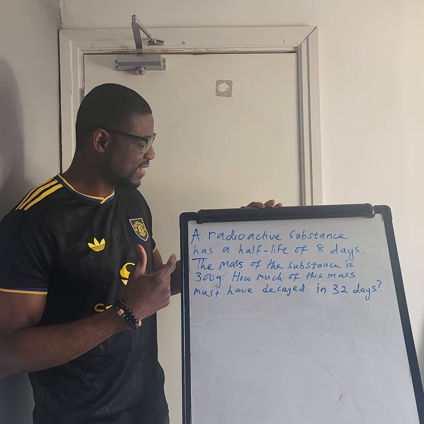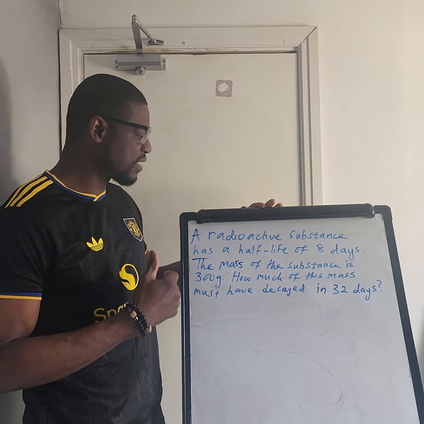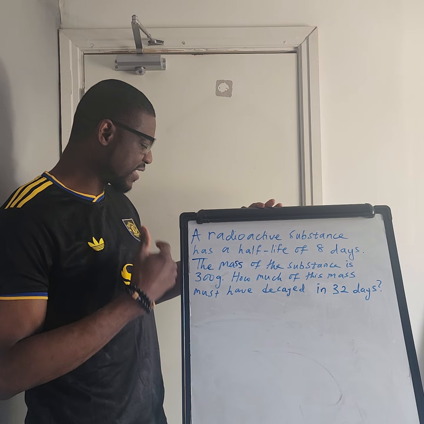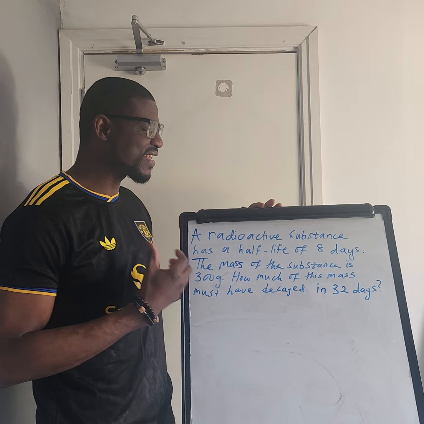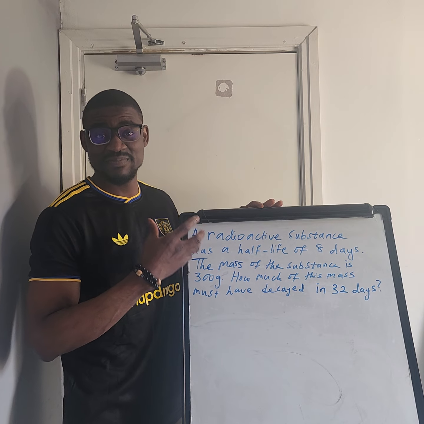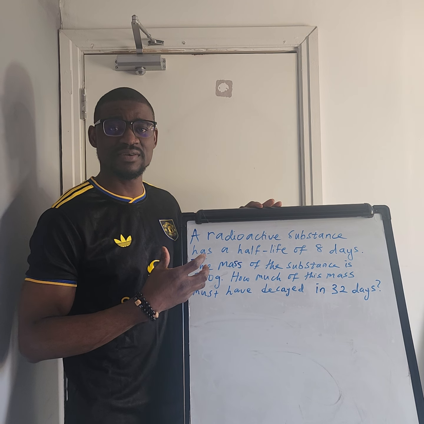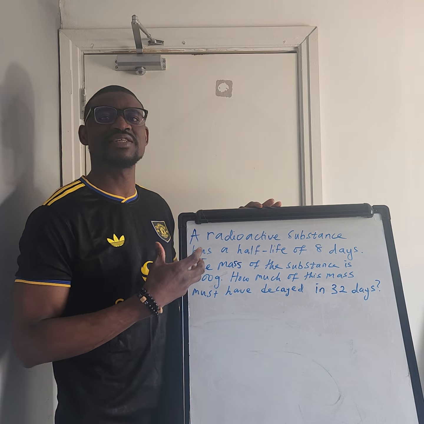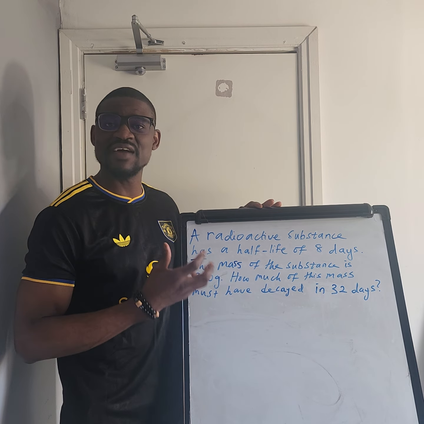It says, a radioactive substance has a half-life of 8 days. The mass of the substance is 300 grams. How much of this mass must have decayed in 32 days? This is one of the basic problems under radioactivity. However, so many students struggle to deal with it simply because they have not understood what half-life is.